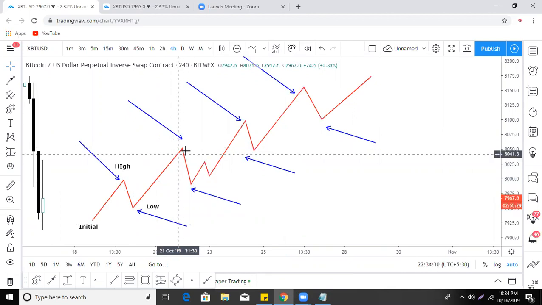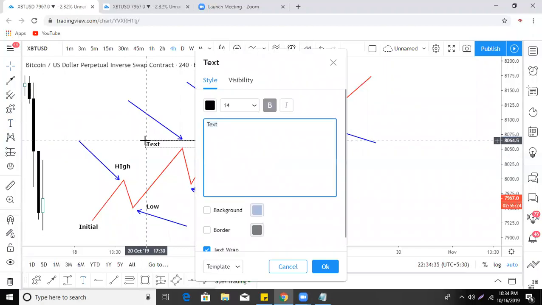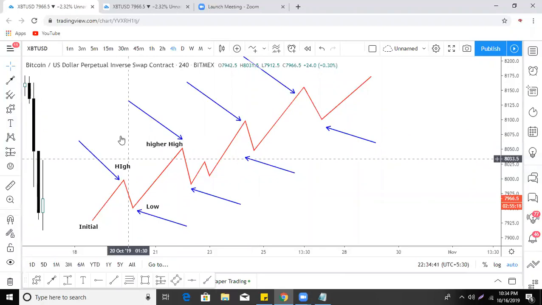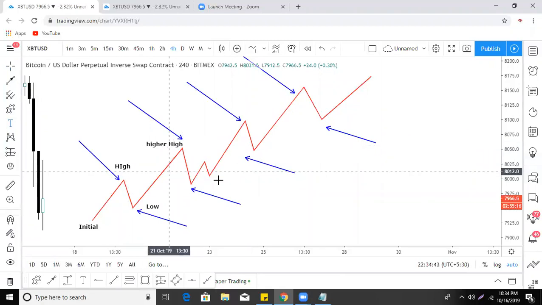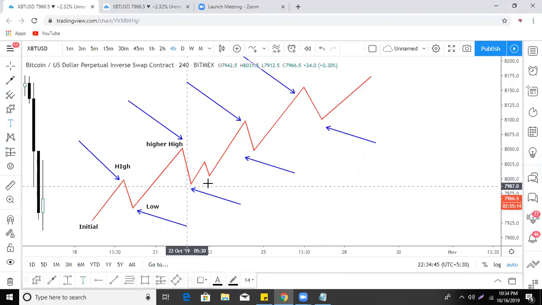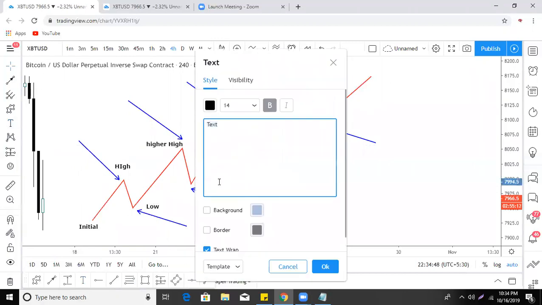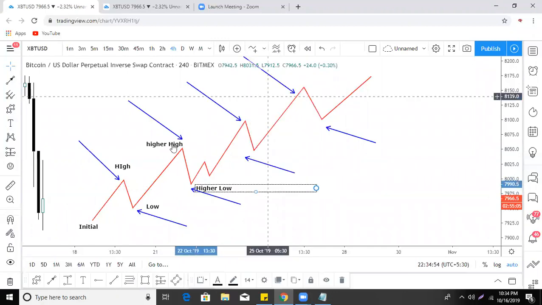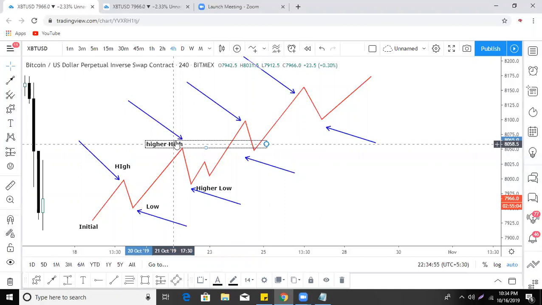If we got this peak here, what will we call it? We will call it a higher high. Right? This high is higher than this high. So this one is a higher high. Okay. This low is comparatively higher than this low, so we will call it a higher low.